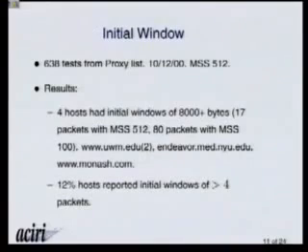For the initial window that I described, we ran about 638 tests from the ISP proxy list that we had. And as I said, we found 4 hosts that will pump out 8,000 bytes without ever waiting for an acknowledgement. So that comes out to about 17 packets with MSS of 512, about 80 packets with MSS of 100. We found that about 12% of the hosts use initial windows of more than 4 packets, which is a violation of what's required by the RFC.